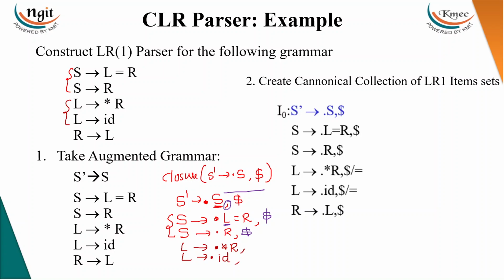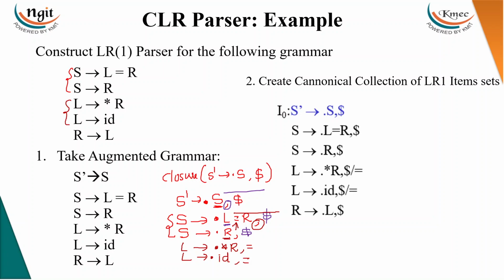So what could be the lookahead symbol for these two productions? It is nothing but first of remaining symbols excluding comma. First of equal or dollar. What is the first of equal? Equal only. Then you have to take it. Don't go for the other symbols if there is no epsilon.